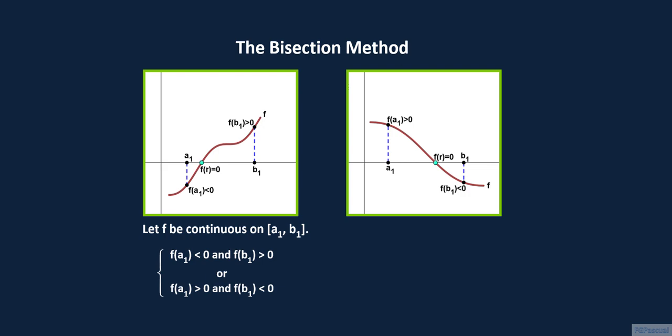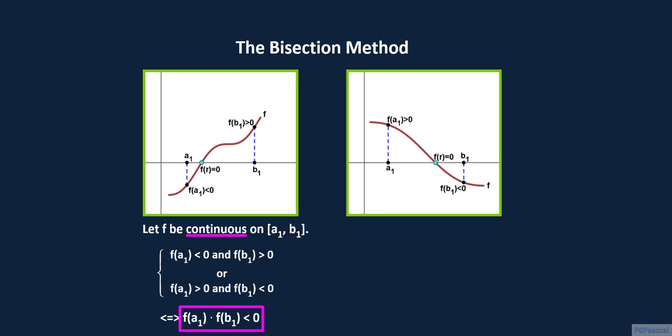These two inequalities combined is equivalent to the condition that the product of f of a sub 1 and f of b sub 1 is less than 0, since f of a sub 1 and f of b sub 1 have opposite signs. We will have to modify this key inequality later in the lecture when we make the generalization for the interval from x equals a sub n to x equals b sub n at the nth iteration. We will provide a justification for the need to modify this inequality.